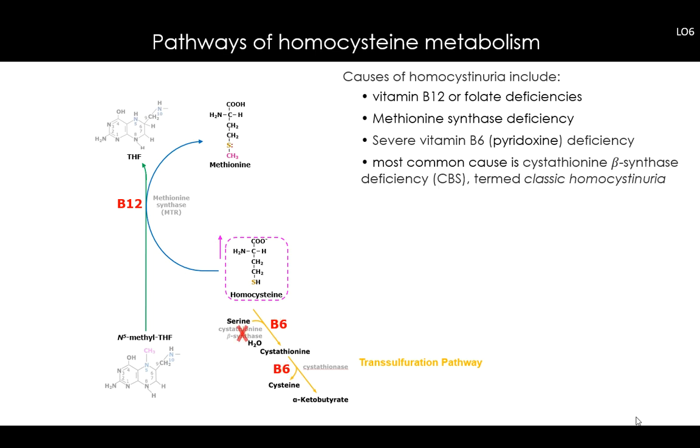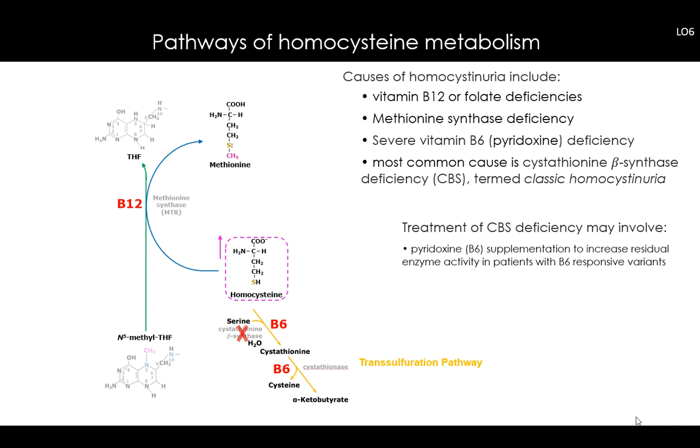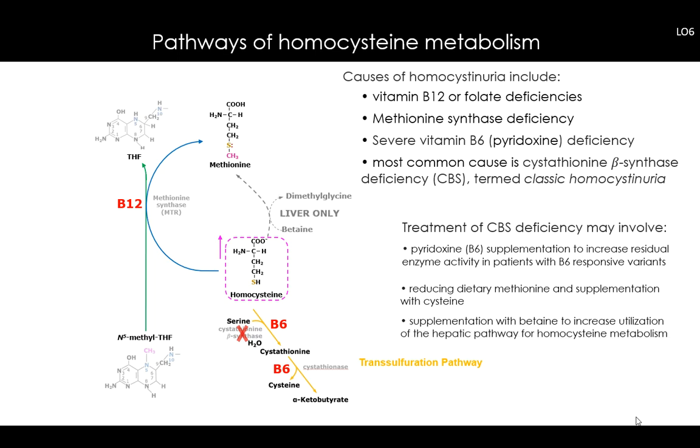Mutations in cystathionine beta synthase are the most common inherited cause of homocystinuria, and this is termed classic homocystinuria. Treatment of classic homocystinuria may involve increasing residual enzyme activity by giving pyridoxine, or vitamin B6, to those patients with vitamin-responsive variants, reducing the load on the affected pathway with a low methionine diet and supplementing the diet with cysteine, or giving betaine in order to utilize the alternative hepatic pathway to remove homocysteine.